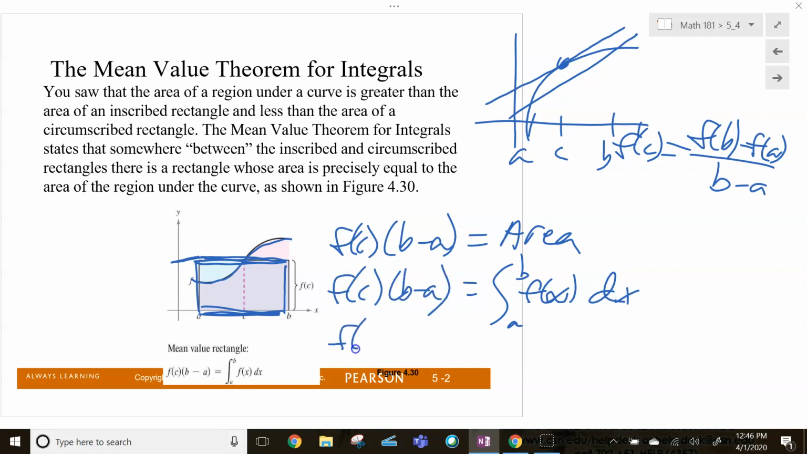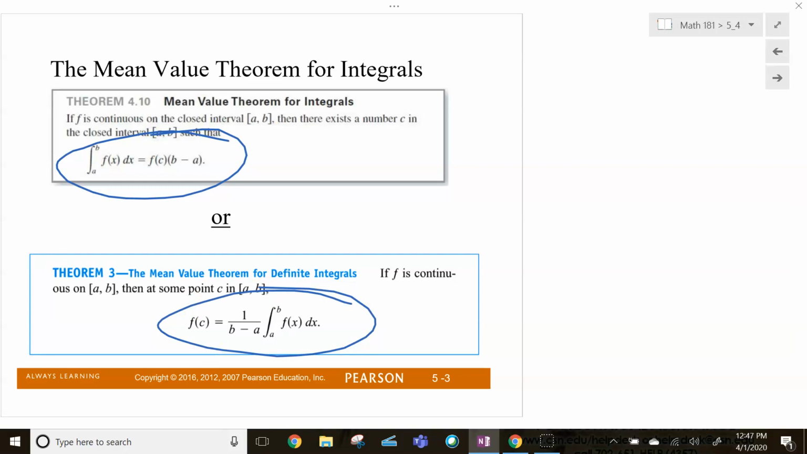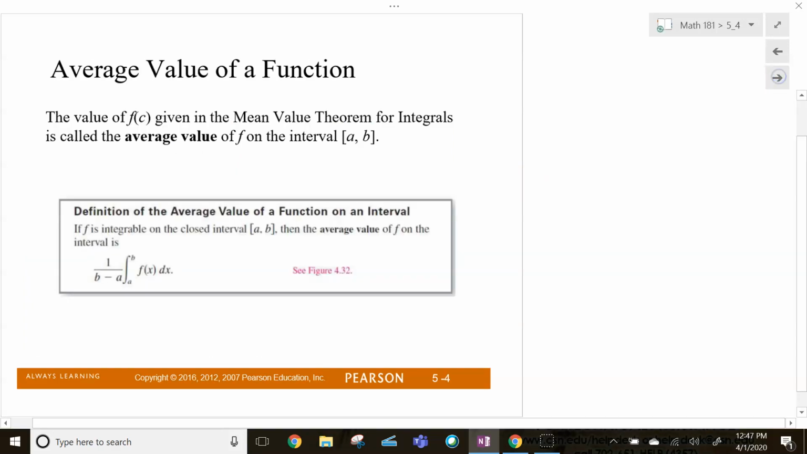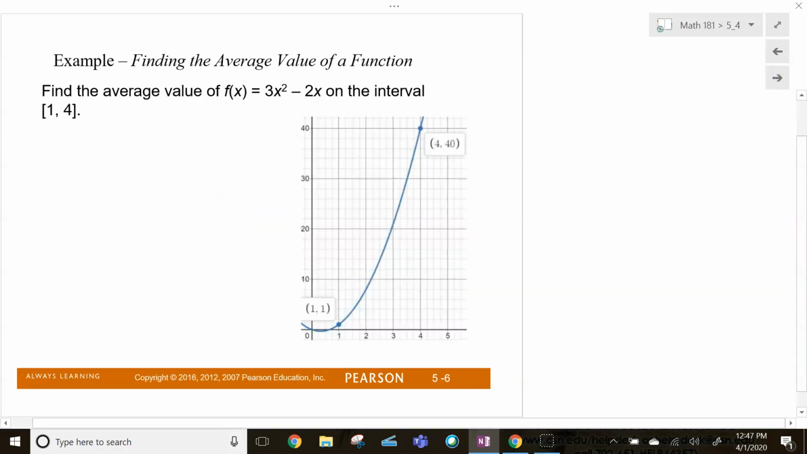Another way to say that is f of c, the average height, is equal to, if we divide both sides by b minus a, the mean value theorem, which is the average value of the function. In your textbook you'll also see it that way. So f of c is 1 over b minus a times the area under the curve from a to b of f of x dx. The average value of a function, the average y value over that interval. Just multiple ways of saying that.